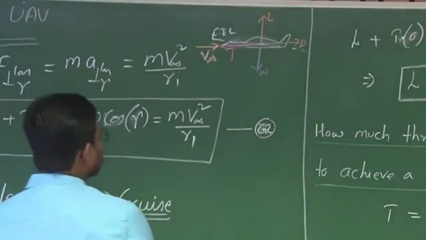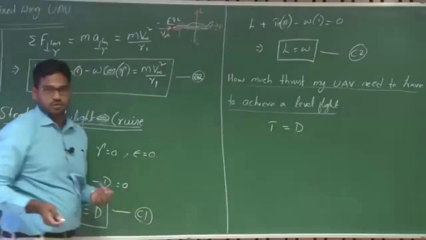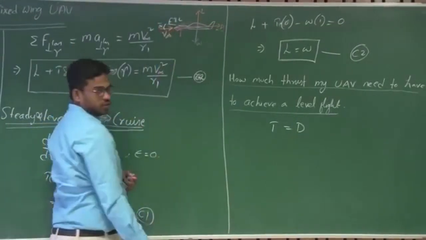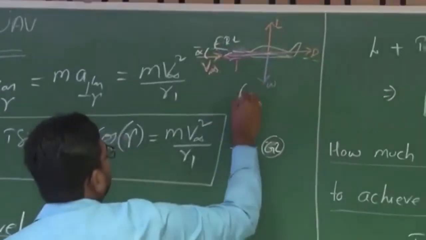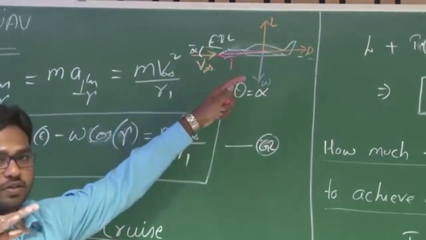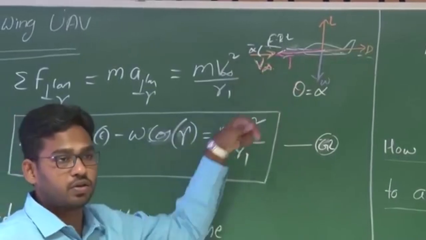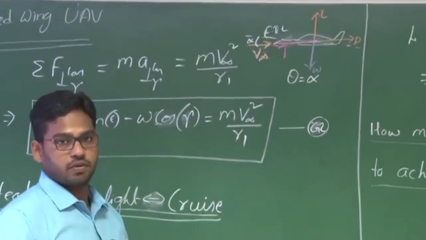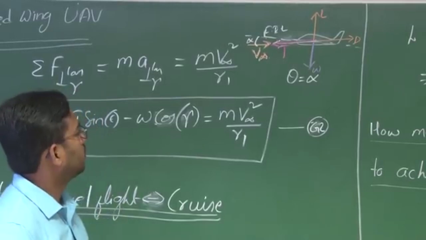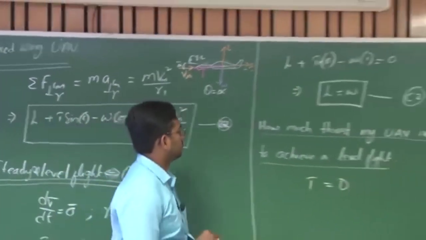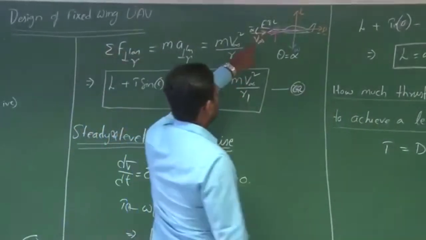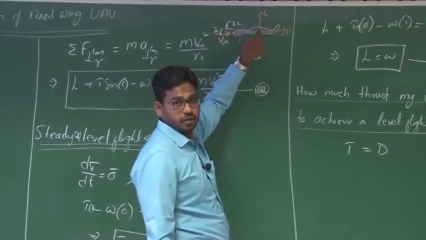Now, steady level flight doesn't mean that the orientation is zero. Theta is not zero in a steady level flight. This is my alpha. You still fly at a particular alpha, where theta is equal to alpha. It doesn't mean that the reference line has to be parallel to the local horizontal. That is not the condition for level flight. The velocity vector has to be parallel with respect to the local horizontal. We need to fly at a particular angle of attack to generate the lift. So the aircraft still has an orientation during level flight.